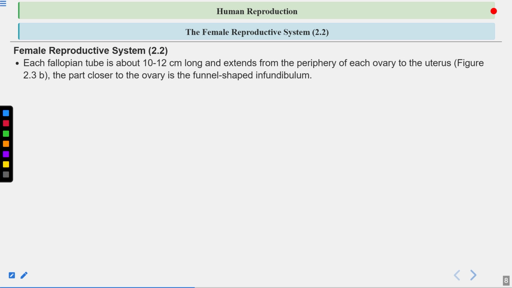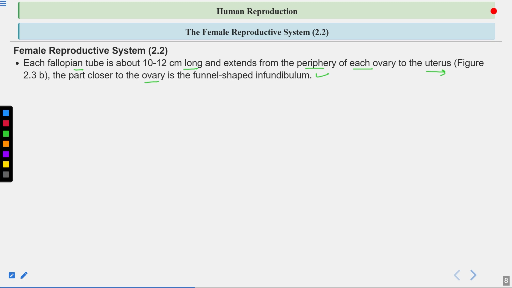Now, each fallopian tube is about 10 to 12 centimeters long and extends from the periphery of each ovary to the uterus. So we are talking about the fallopian tube now, also known as the oviduct. Its length is 10 to 12 centimeters, and it extends from the periphery of the ovary towards the uterus. Now the part closer to the ovary is funnel shaped, known as the infundibulum.